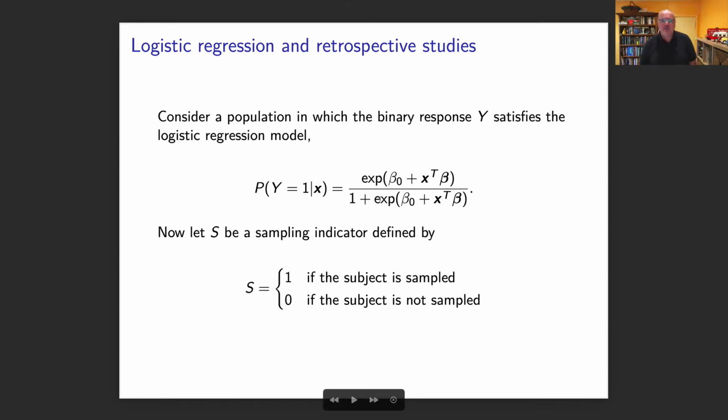We've got our logistic regression model, which says the probability of a success given some predictors is related to a linear transformation of our predictors, the x's, and so on. We've seen all this before. And we're going to introduce an extra variable. We imagine we've got the whole population, and some subjects are sampled and some are not. S indicates whether a subject is sampled, taking a 1 or a 0.